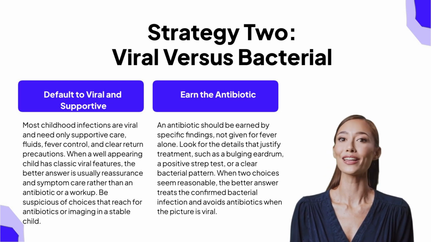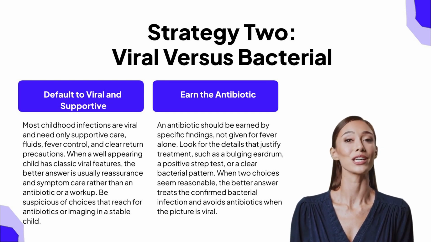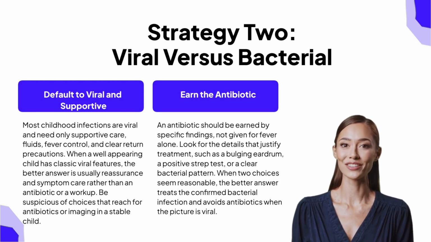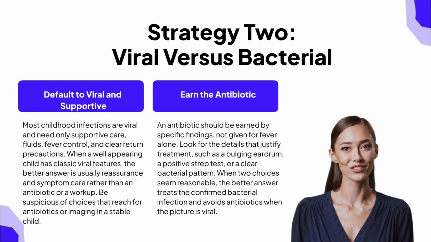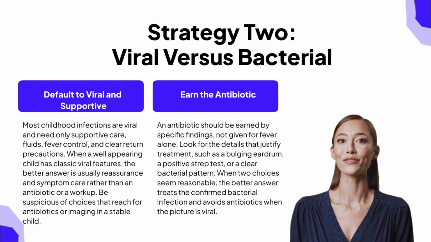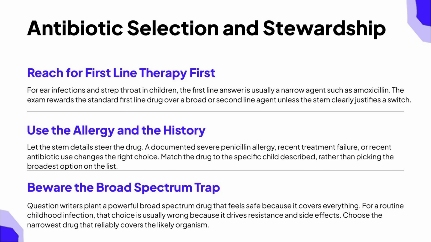Then remember the second half of the rule. An antibiotic has to be earned by specific findings, not handed out for fever alone. Look for the detail that justifies treatment, such as a bulging eardrum, a positive strep test, or a clear bacterial pattern. When two choices both look reasonable, pick the one that treats a confirmed bacterial infection and avoids antibiotics when the picture is viral. Strategy 3 is antibiotic selection and stewardship, which shows up constantly in pediatric questions.